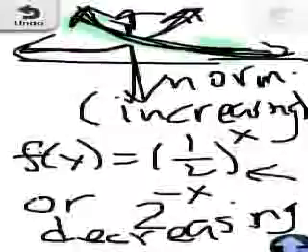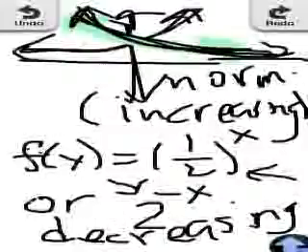smaller than 1, or if the exponent is negative. If the exponent is negative, it shows a decreasing graph. Remember, that's different from reflected. Reflected is if the negative was down here. Okay? So there's two types of exponential functions. An increasing, which is normal, the base is bigger than 1, or decreasing, the base is between 0 and 1, or the exponent is negative.